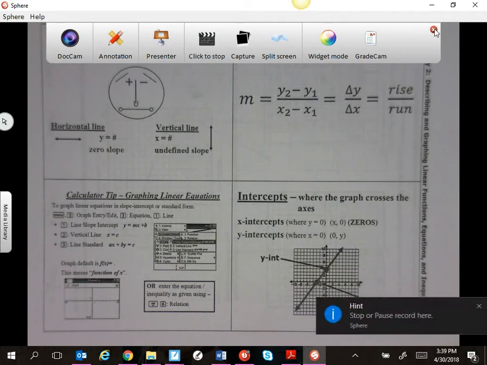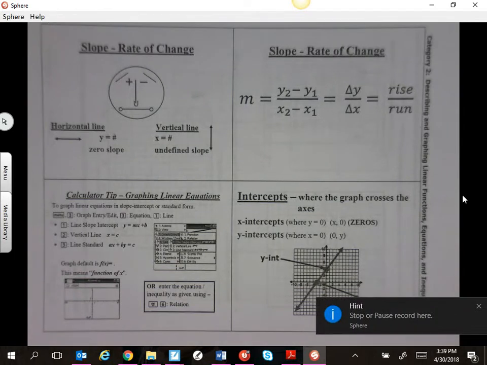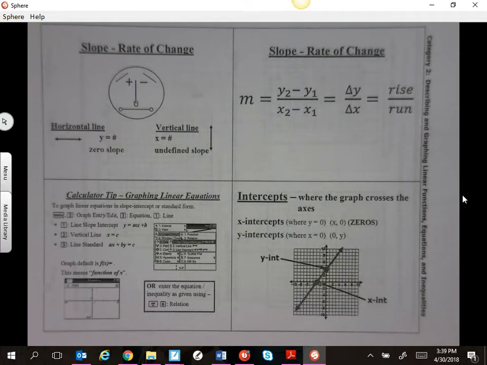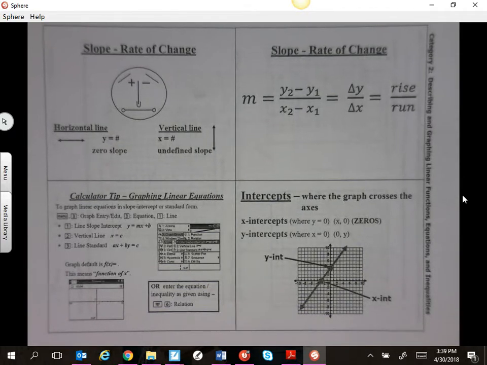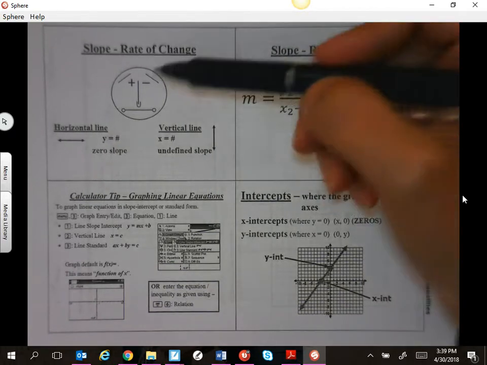Right, so today we're going to look at category 2. Category 2 is going to talk about linear functions, equations, and inequalities. There's a little bit of systems in here. So a couple of just little graphics to help you remember.